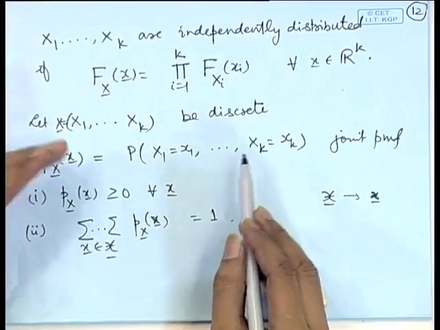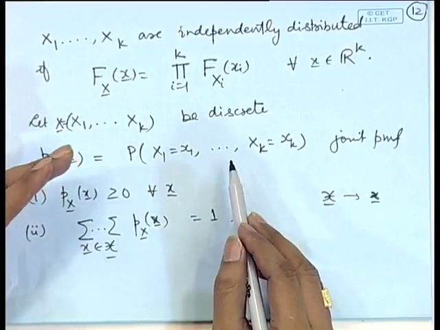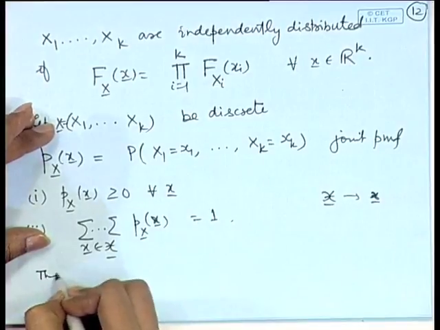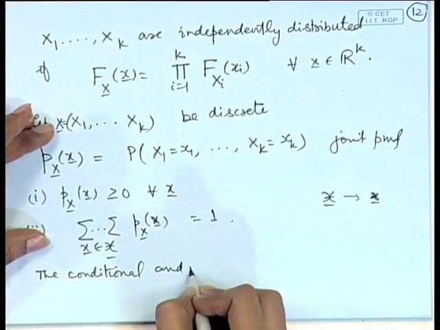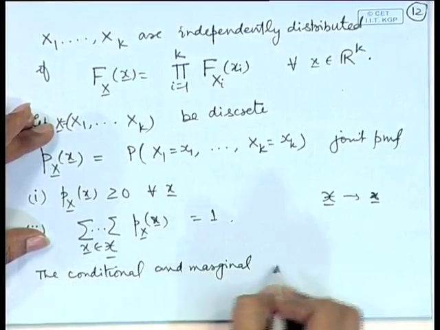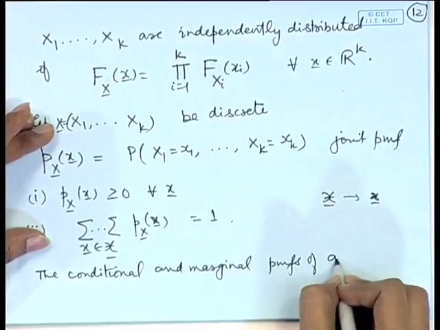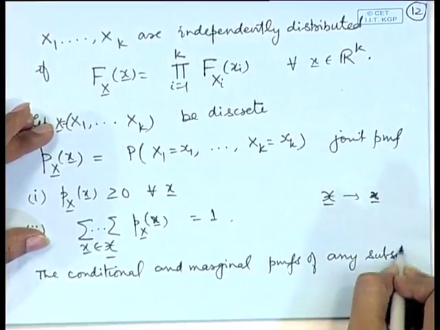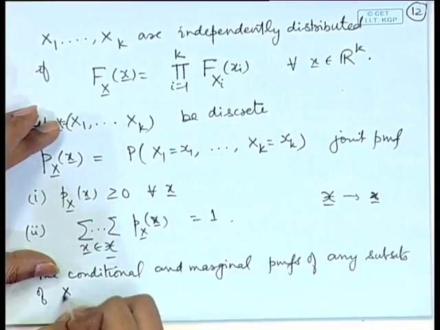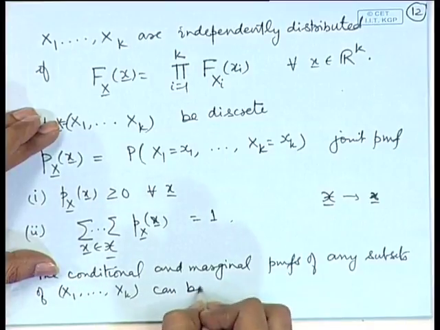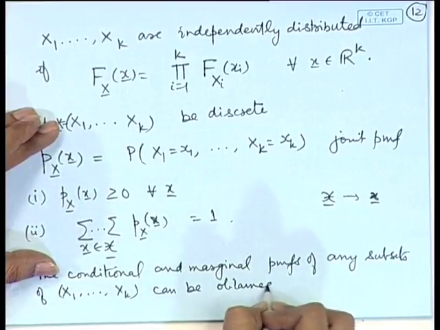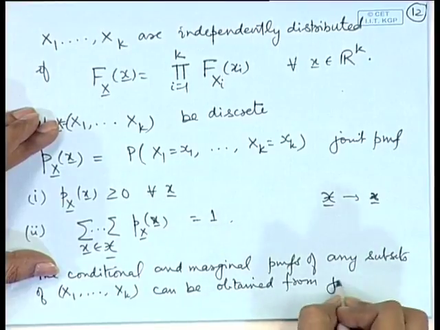Likewise, we can define the conditional probability mass functions of any subset of X 1, X 2, ..., X k given any other subset of X 1, X 2, ..., X k. So, the conditional and marginal PMFs of any subsets of X 1, X 2, ..., X k can be obtained from the joint PMF.